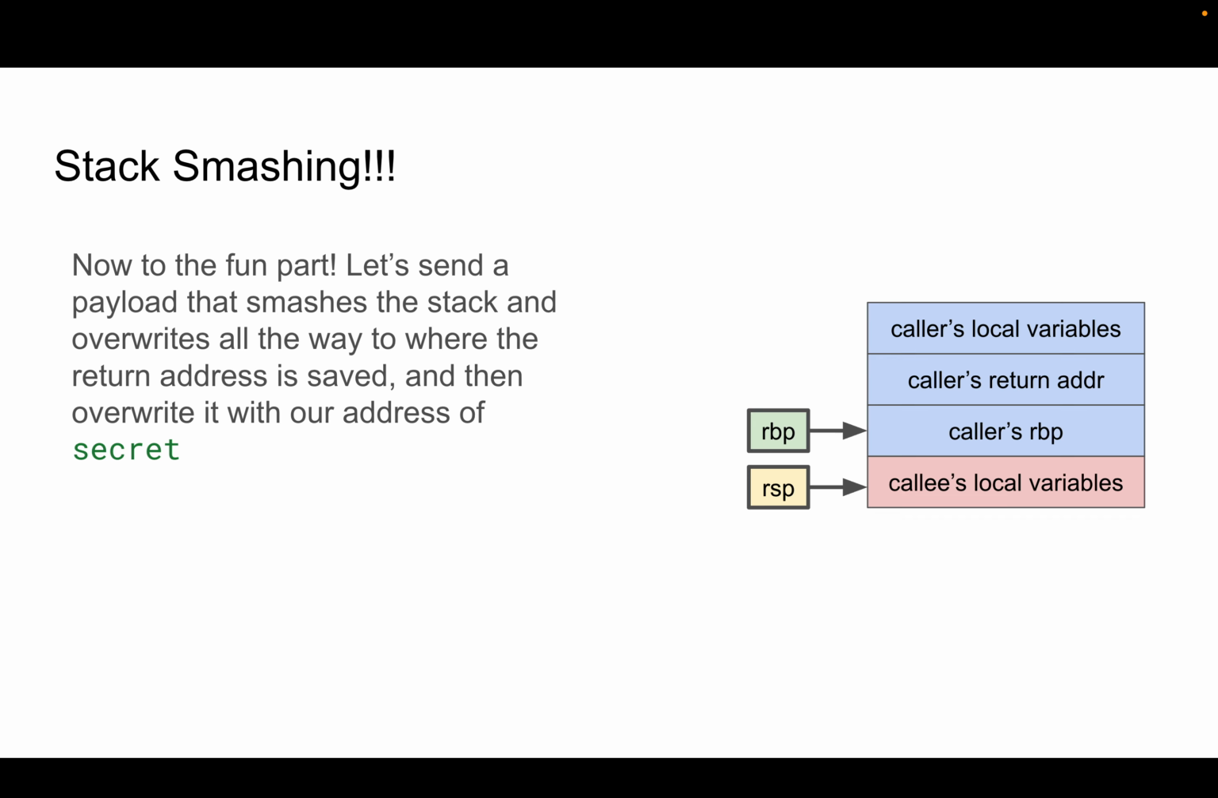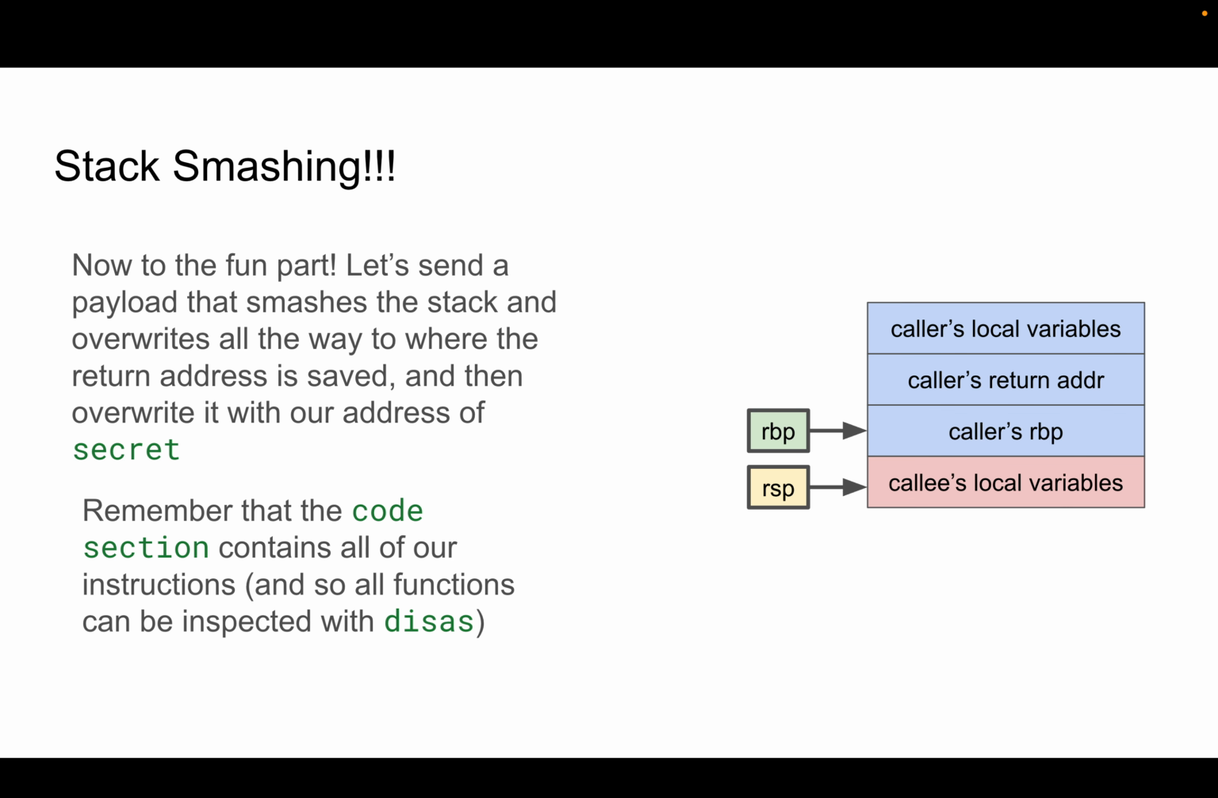So now let's get to the fun part. Let's send a payload that smashes the stack and overwrites all the way to where the return address is saved. And then we can override it with the address of the secret function located in the text section of our address space. So remember that the code section, or the text section, contains all of our instructions. And at any point, these locations can be accessed with our disassembler, since the code section stays the same regardless of where we are in our program's execution.